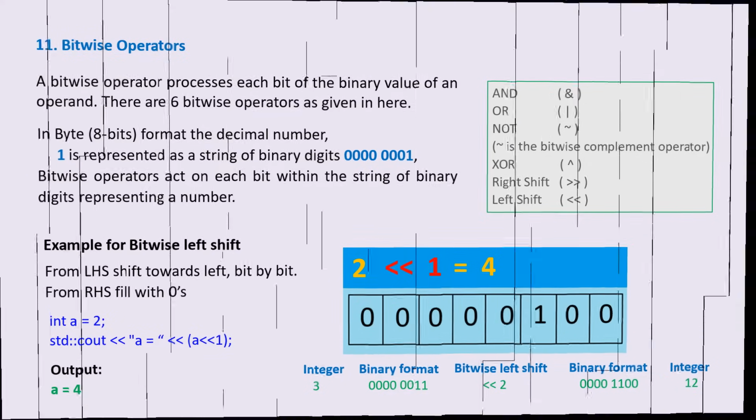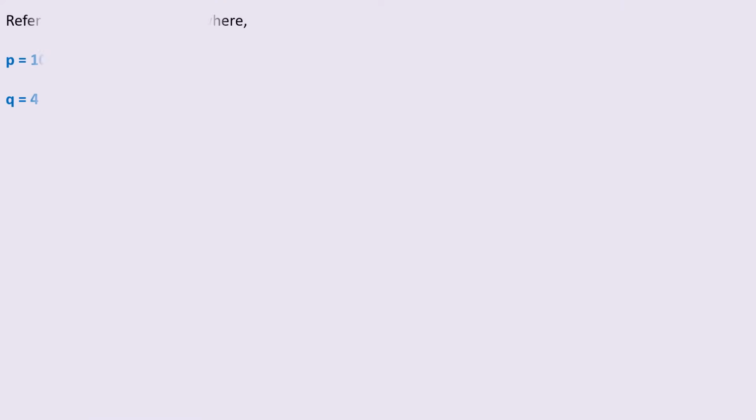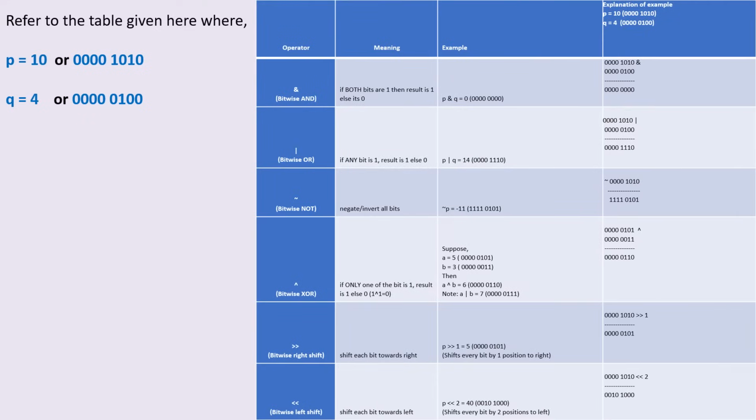You can have a quick look at all the bitwise operators in this chart. I have given an example for each one of them and I am sure it will help you. Refer to the table with the sample values for P as 10, having binary format 00001010. And we also have Q as 4, with binary format 00000100. I will guide you in one of them. Take the first case. The bitwise AND operator.